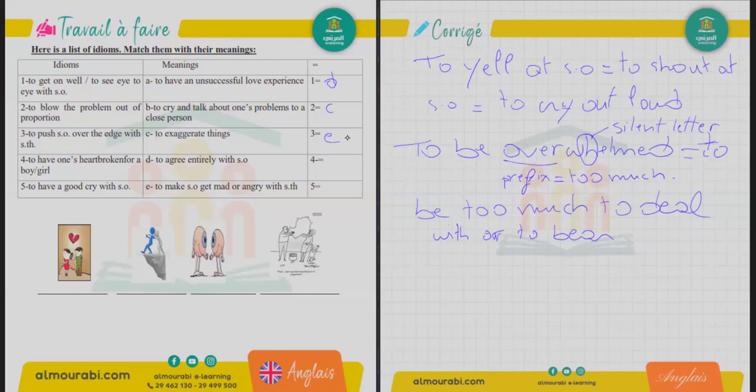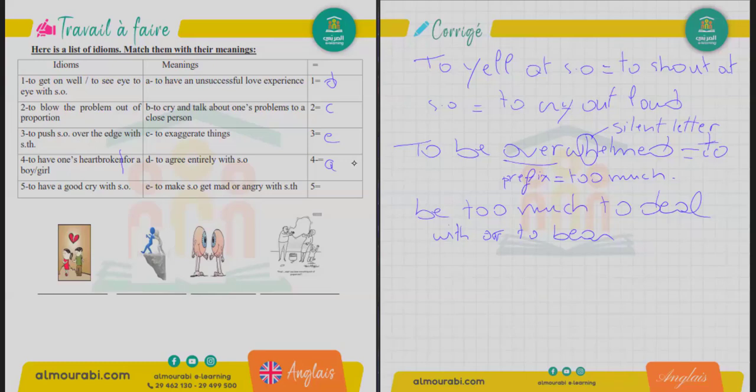Now here, the fourth one, of course, there is a space between heartbroken and for. So anyone to try the fourth idiom? To have one's heart broken, by a boy or girl, to have an unsuccessful love experience. Very good. So this is 4 plus A. Good. If you have your heart broken, it's having an unsuccessful love experience with a boy or with a girl. Good.